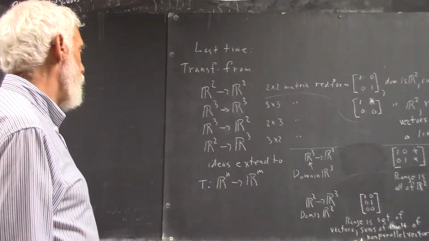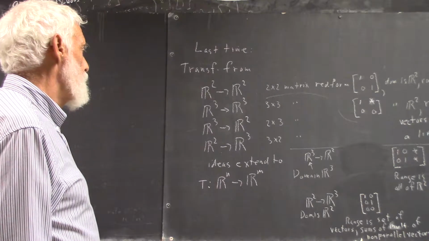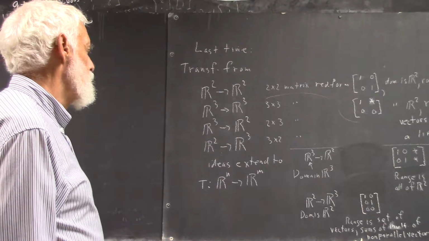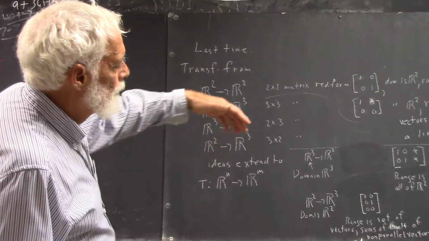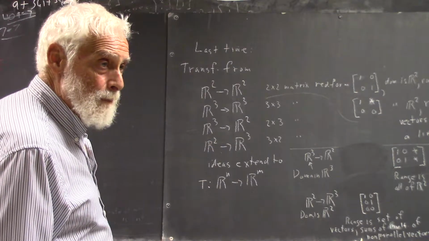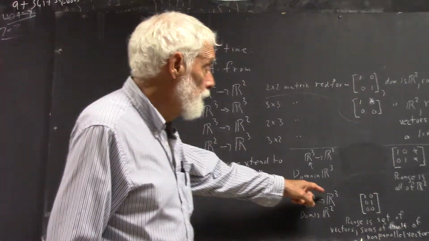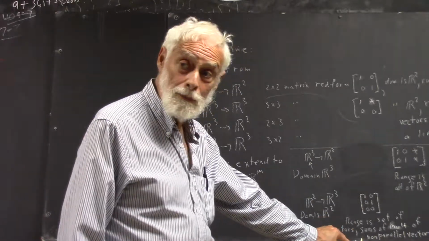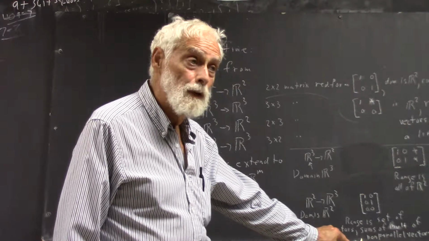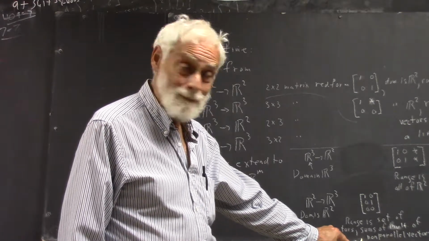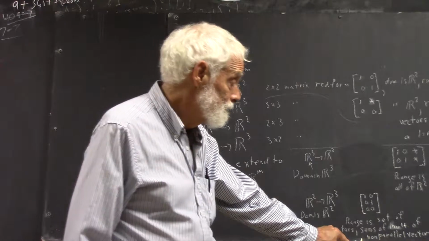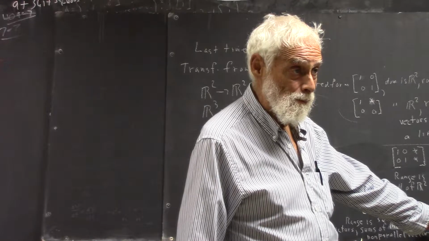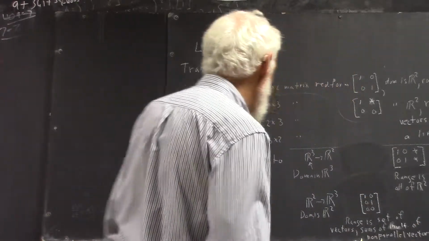So if you go from R2 to R3, there's a whole set of vectors in R3 that you can't get. In this case, it's a set of vectors perpendicular to a plane. In this case, it's a plane perpendicular to this line.